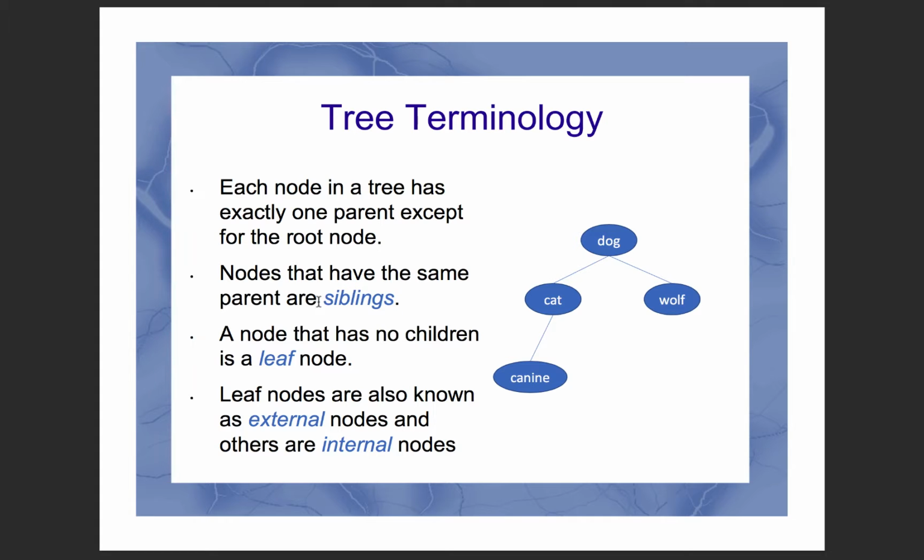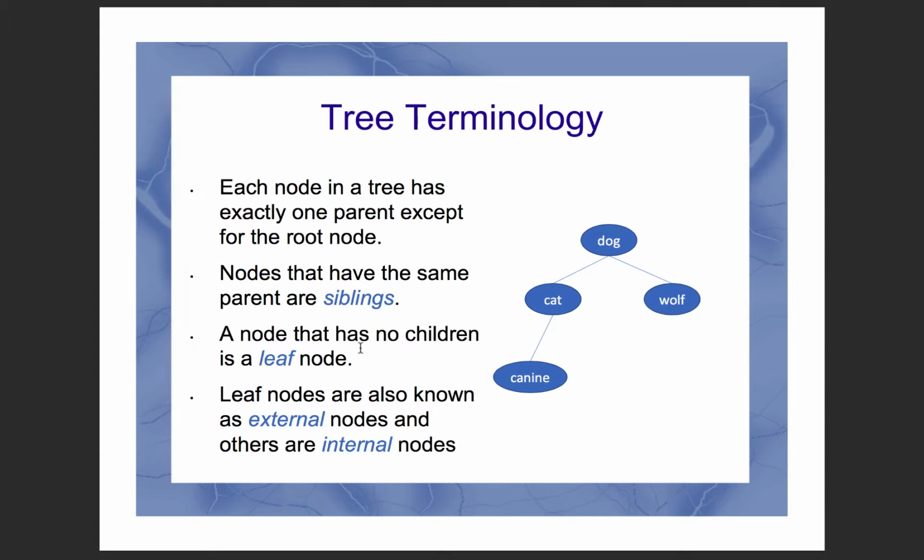Then nodes that have the same parent are called siblings. This is the concept of our family. We know that my brother and sister have the same parent, so that's why we call them siblings. Similarly, these two nodes have the same parent. Dog is a parent of cat and wolf, so we can say that cat and wolf are siblings. So the nodes that have the same parent, we call them siblings.